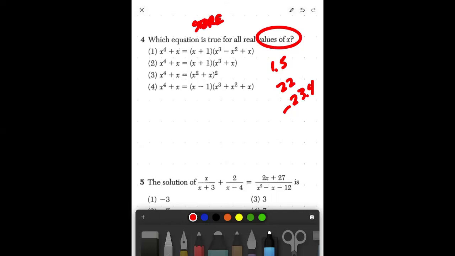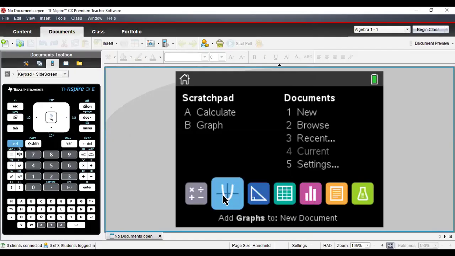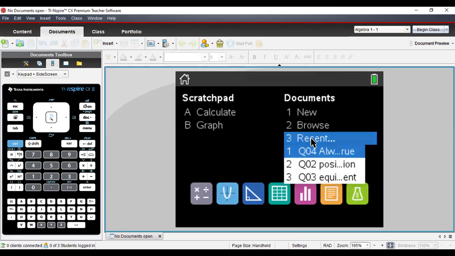The other way to do it is to take these equations and split them into two functions, and again, look at the table and see which ones give you the same table. So that's what I decided to do for this. So let me go grab the calculator. I've already entered them, or at least some of them.